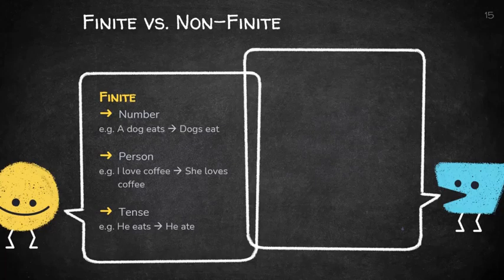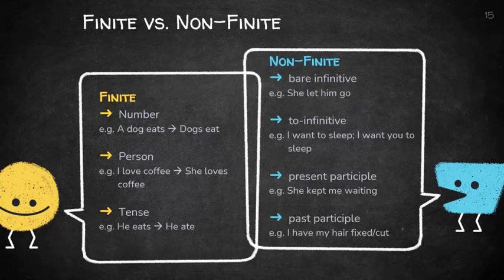The next one, the non-finite, on the other hand, they remain stagnant. They're not really affected by the number or person, the type of pronouns. They're not even affected by tenses. They just stay the same. Like the words go, to sleep, waiting, fix, cut here, as you can see in the example.